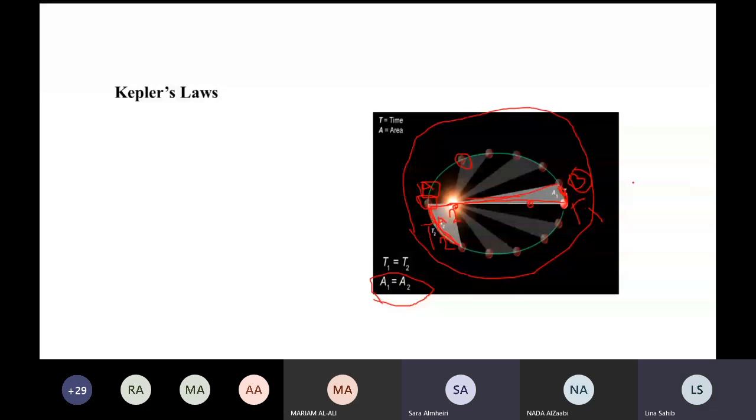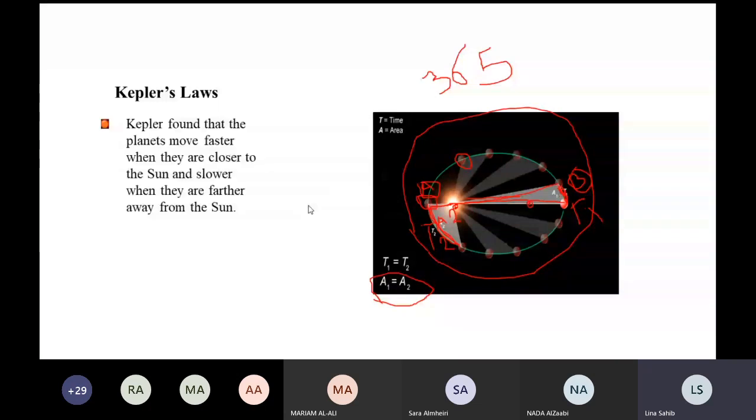Elliptical orbit, sorry. How many days are needed? 365 days? Yes, 365 days to finish this elliptical orbit around the sun with uniform elliptical motion. Okay? A long arc is faster, and in the same time a shorter arc is slower. So if we go to Kepler's law, we will see here, what did he say?